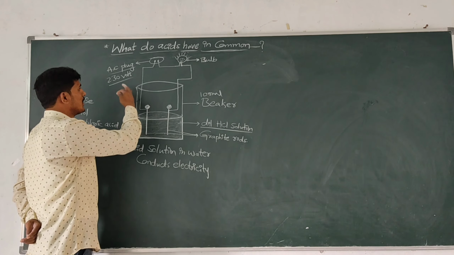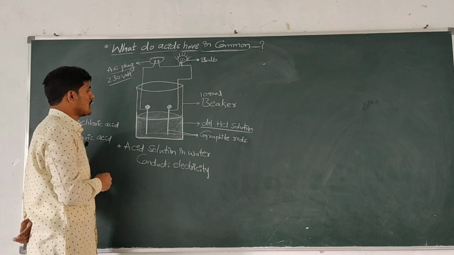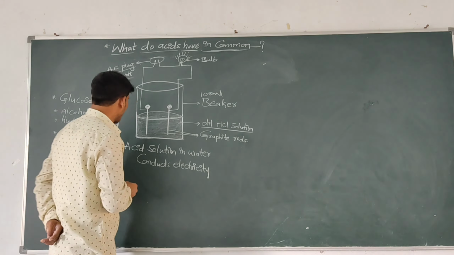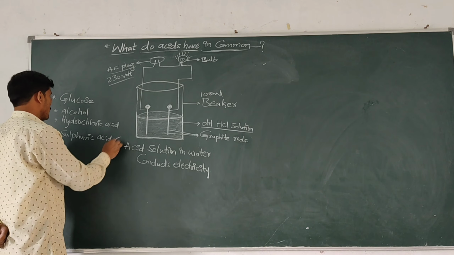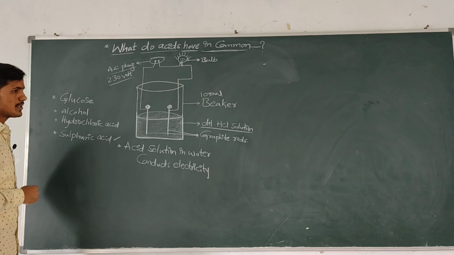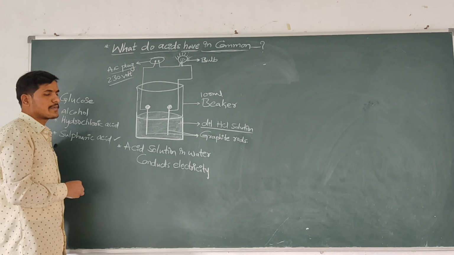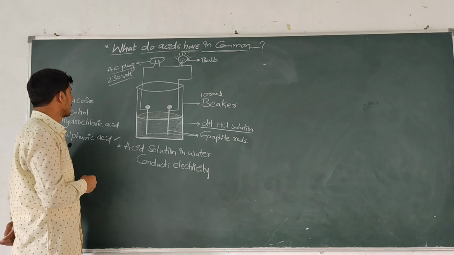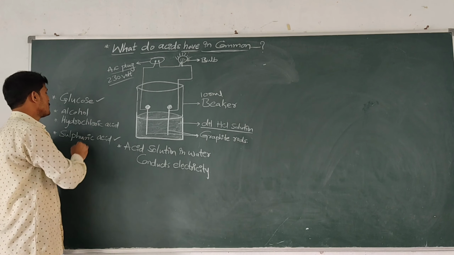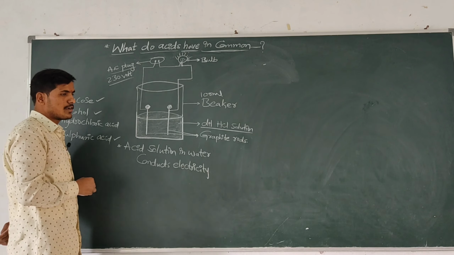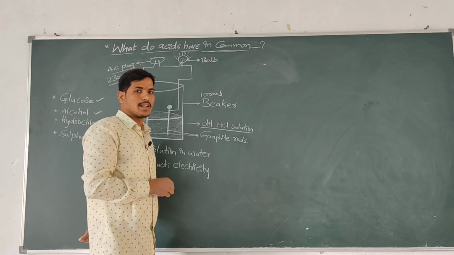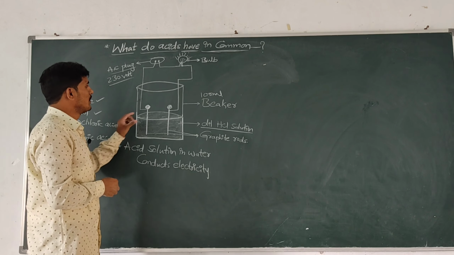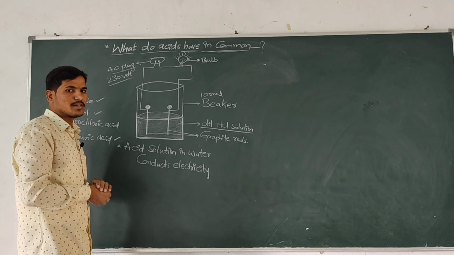So, that is why the current will be passing through the electrical wires and the bulb will glow. As well as when we pour sulfuric acid into the beaker, it also has free electrons. So, at that time also the bulb will glow. When we pour glucose and alcohol, they do not have free electrons. So, that is why the bulb does not glow when we pour the two solutions.